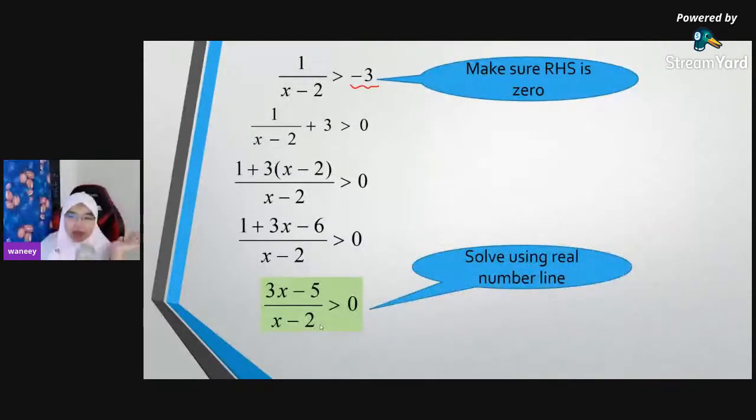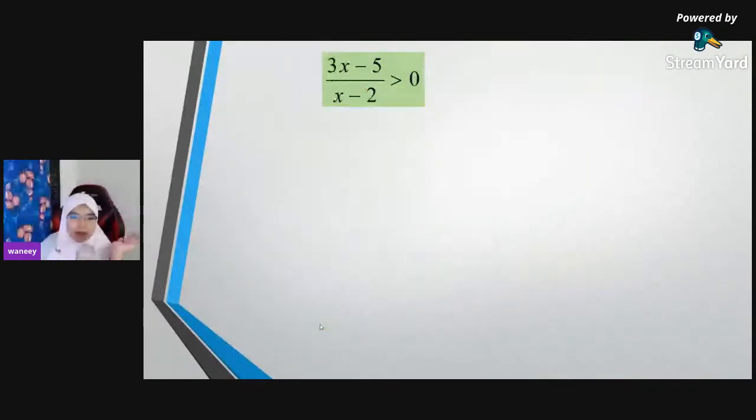Okay, so now we are going to solve them using the real number line. 3x minus 5 over x minus 2 greater than 0. We are going to assume first for them to be greater than 0. So 3x minus 5 greater than 0, x will be greater than 5 over 3. x minus 2 greater than 0, x will be greater than 2. So now decide who's on the left hand side, who's on the right hand side.